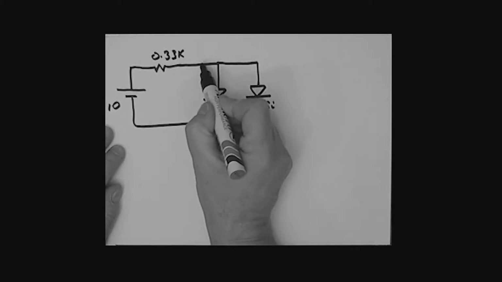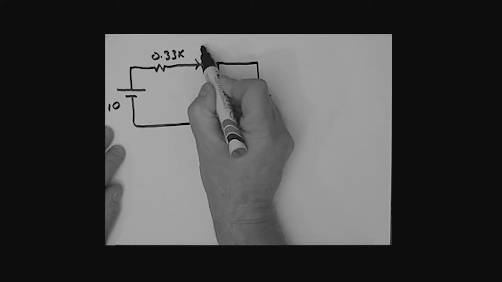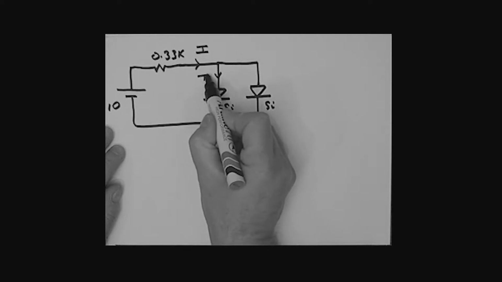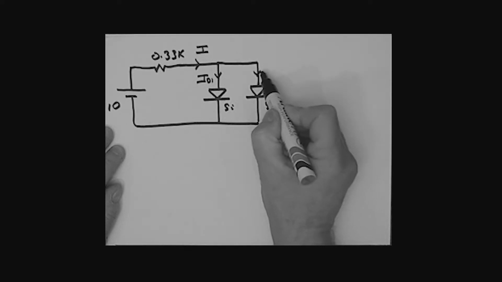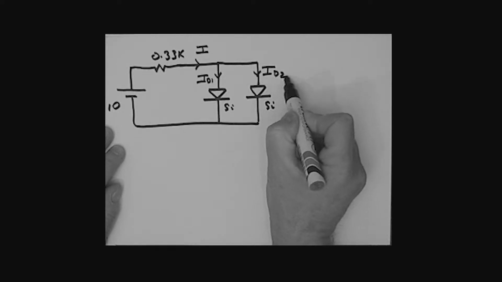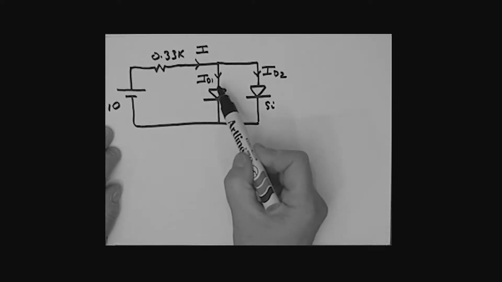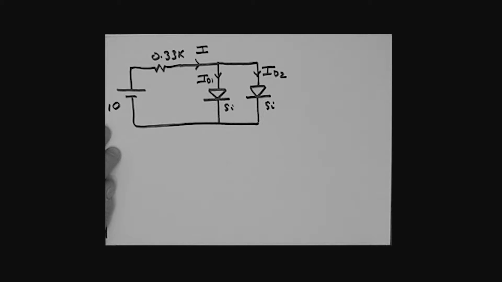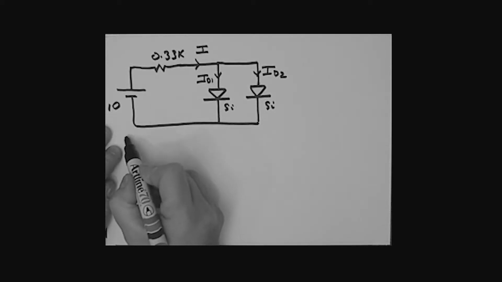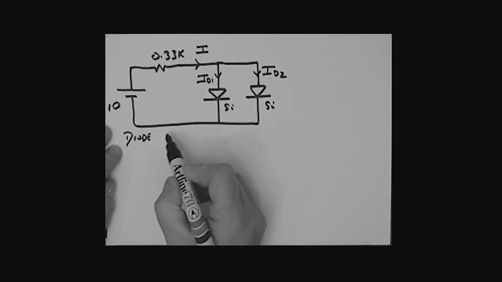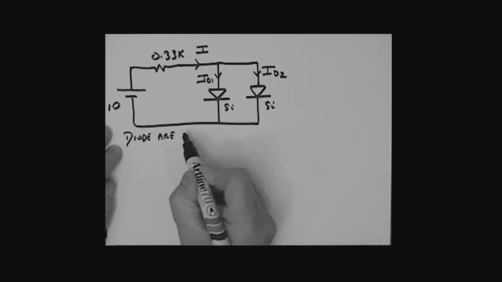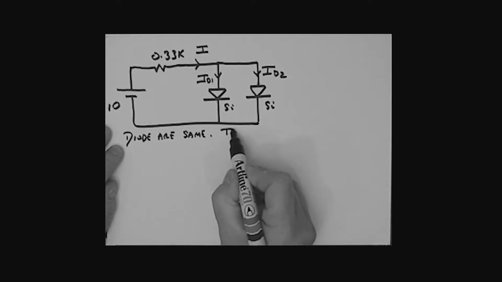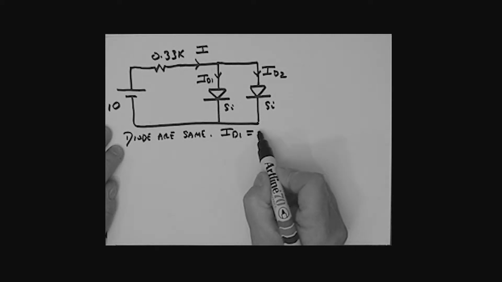Now our task in this particular problem is to find this current I, and then having found that current, we can find the current ID1, and then here we can find the current ID2. This could be called the voltage VD1 across this diode, VD2 across this diode over here. Now the diodes are the same. That's key. The diodes have the same characteristics. Therefore ID1 is equal to ID2.